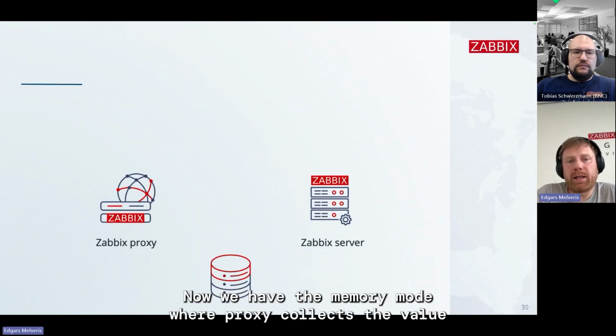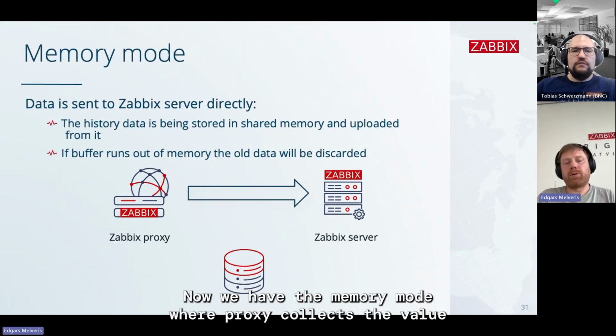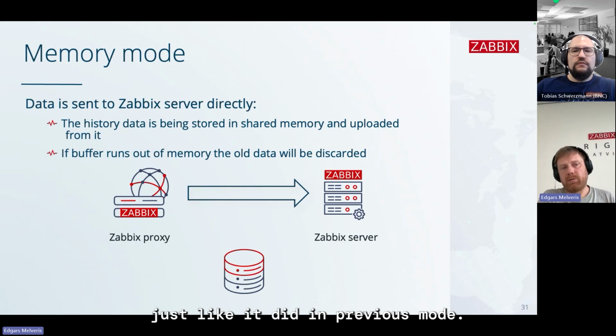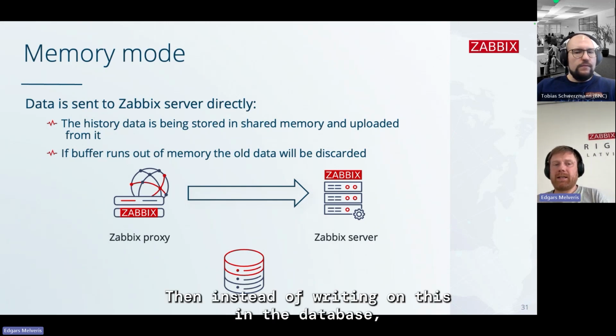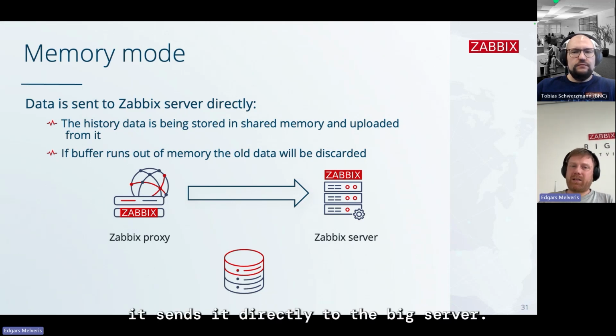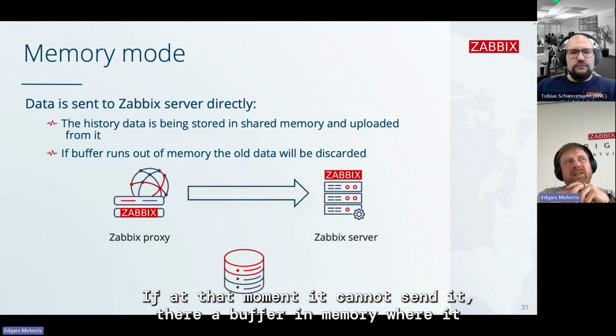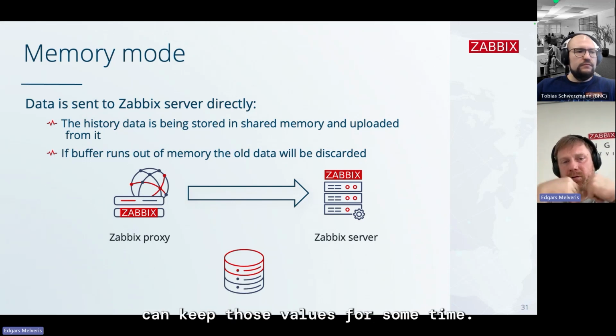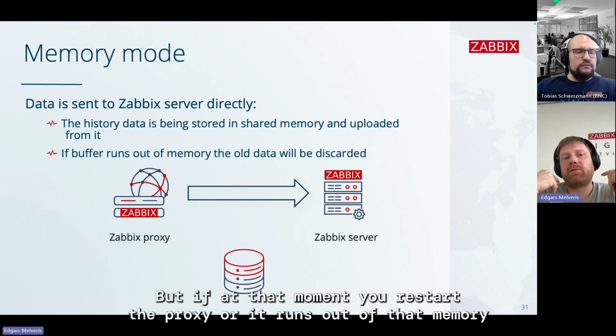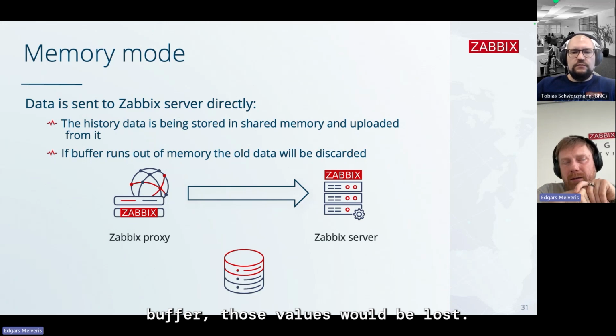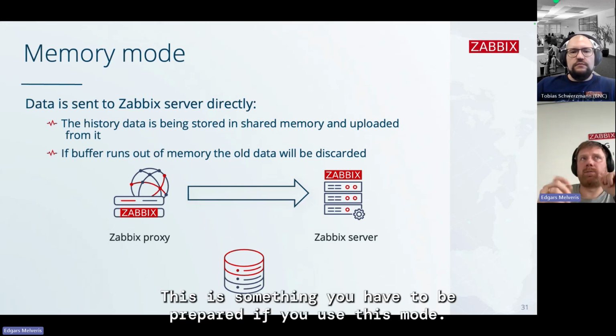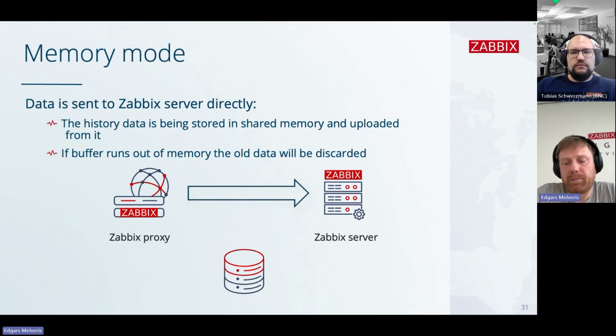So now we have the memory mode, where the proxy collects the value, just like it did in the previous mode. It pre-processes it, again nothing changes so far, and then instead of writing to disk in the database, it sends it directly to the Zabbix server. If at that moment it cannot send it, there is a buffer in memory where it can keep those values for some time. But if at that moment you restart the proxy or it runs out of that memory buffer, those values would be lost. So this is something you have to be prepared for if you use this mode.